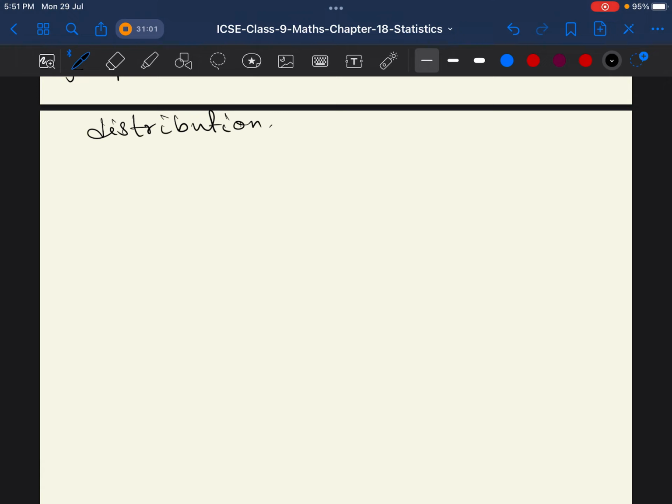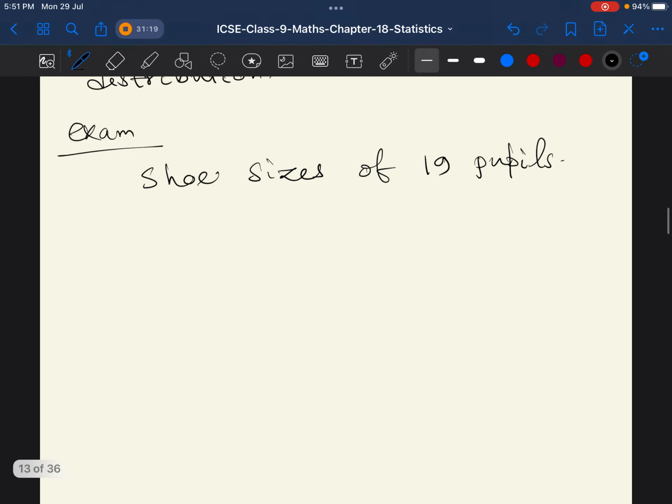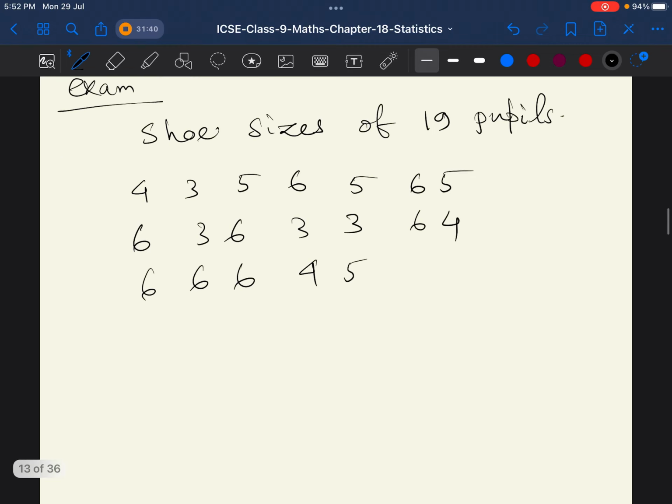Now consider the following data. Example: shoe size of 19 pupils. The data set is 4, 3, 5, 5, 6, 5, 6, 5, 6, 3, 6, 3, 3, 6, 4, 6, 6, 6, 4, 5. The shoe size of 19 pupils.